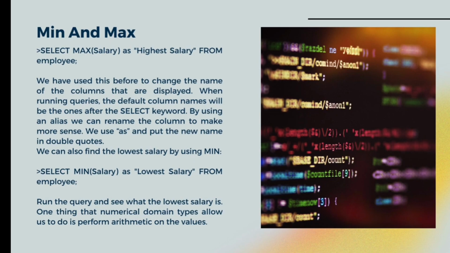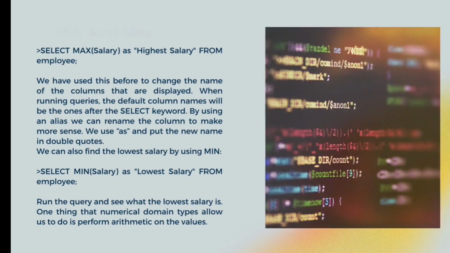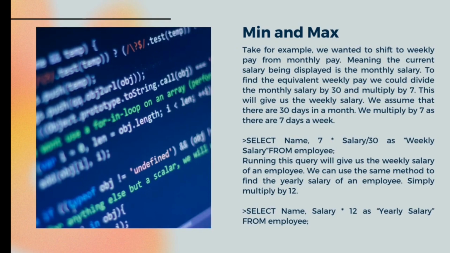One thing that numerical domain types allow us to do is perform arithmetic on the values. Take for example, we wanted to shift to weekly pay from monthly pay, meaning the current salary being displayed is the monthly salary. To find the equivalent weekly pay, we could divide the monthly salary by 30 and multiply by 7. This will give us the weekly salary. We assume that there are 30 days in a month. We multiply by 7 as there are 7 days a week.